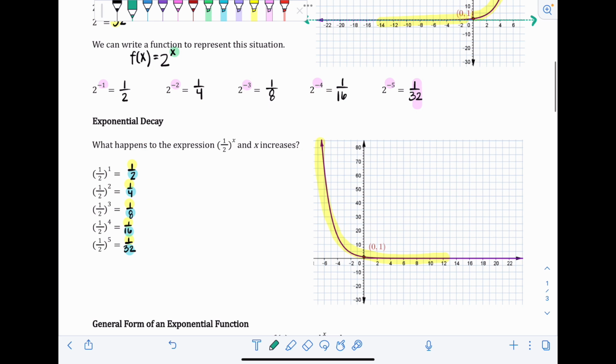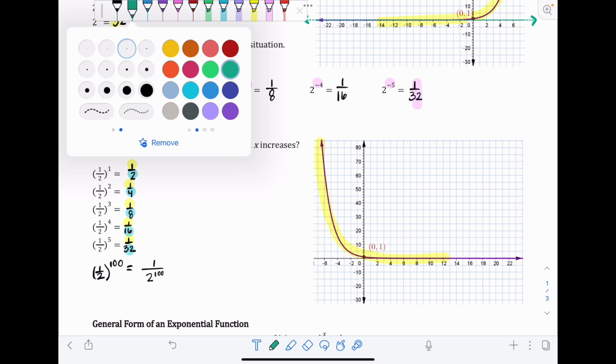Okay, and then you'll notice here too, no matter what value I put in, it's going to be impossible for me to get a 0 output or a negative, because let's say I take 1/2 and raise it to the 100th power, that's still going to become 1/2 to the 100th, which is a tiny fraction of a number, but it's not 0 and it's not negative and it's never going to be.